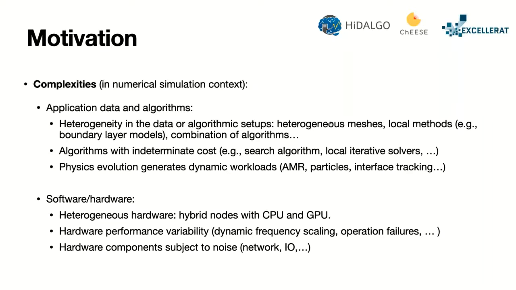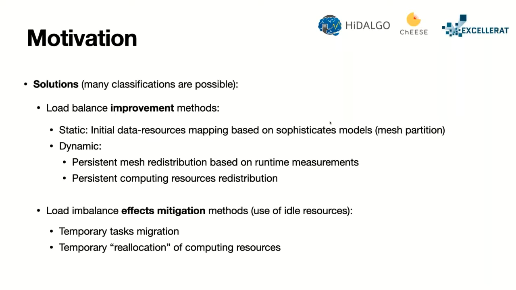So those are complexities of the problem itself, and also from the hardware's point of view, heterogeneity in the hardware also complicates the balance when we want to use simultaneously CPUs and GPUs, for instance. And also performance variability. We can have dynamic frequency scaling of the CPUs. We can have operational failures that are not expected, etc. There are also some components like the network or the I/O system that are subject to noise. So all these components make the balancing problem really complicated.